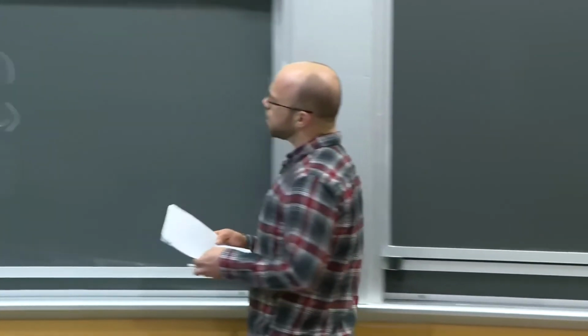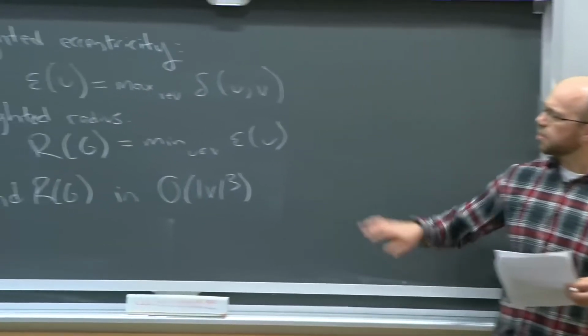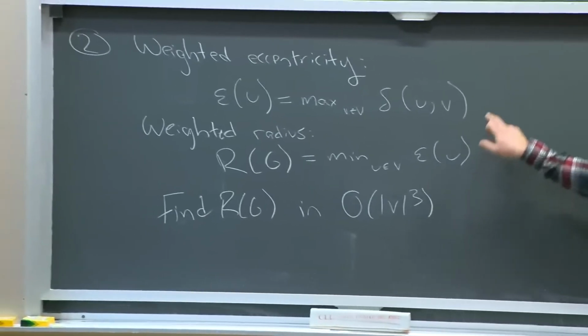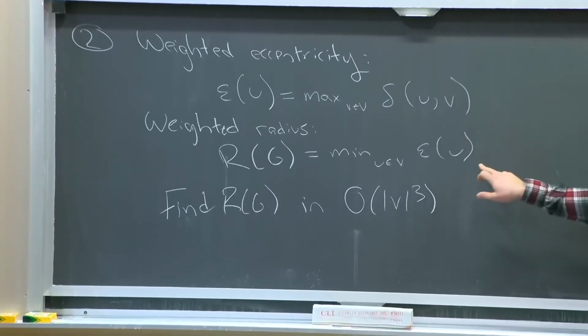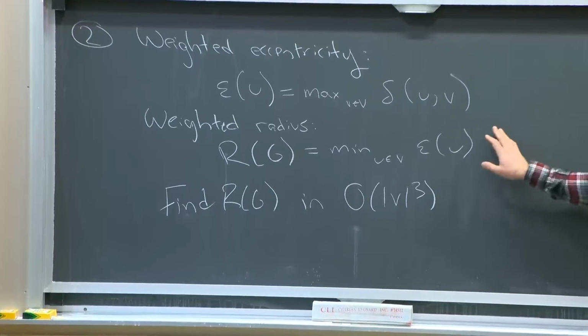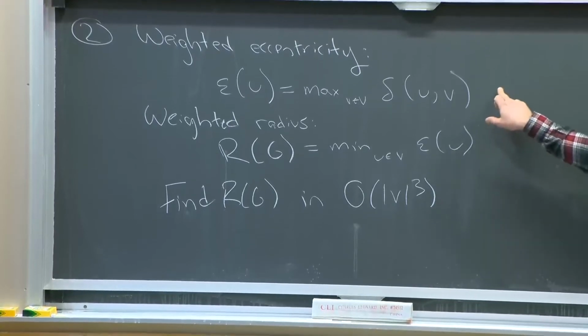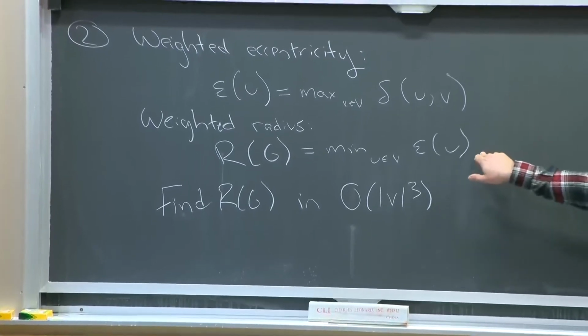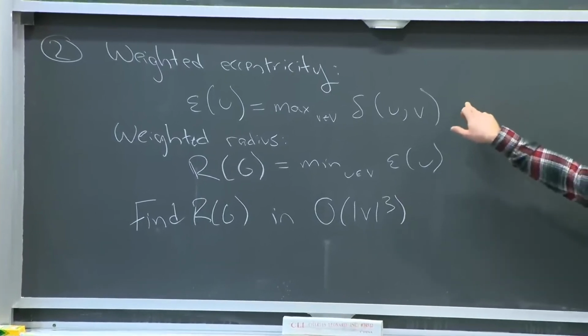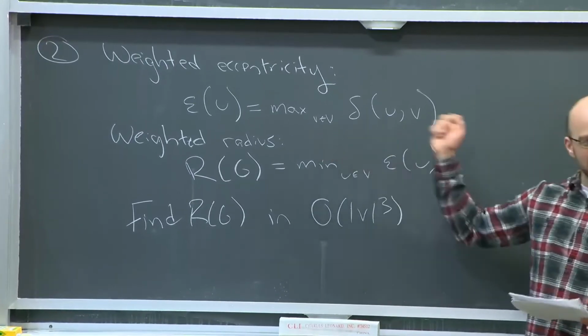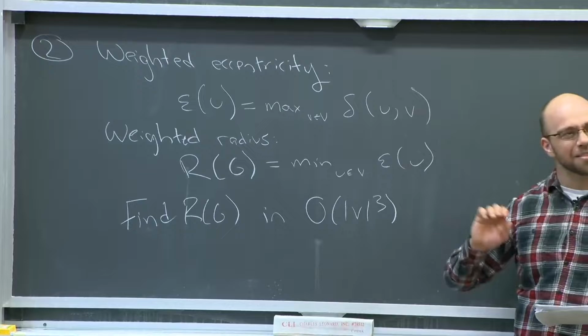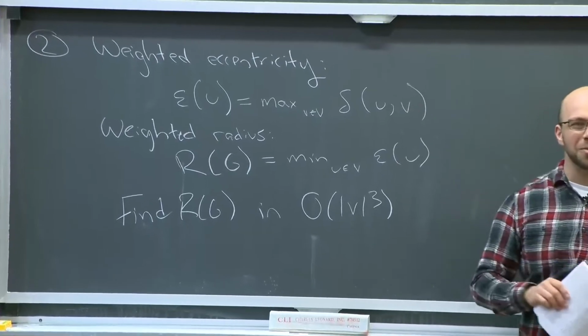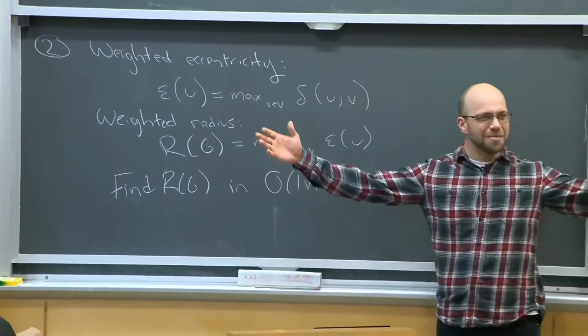So what are the ingredients that we need to compute the radius? Well, the radius is the minimum eccentricity. So the simplest thing to do would be to compute the eccentricity for every vertex and take the smallest. How do I compute the eccentricity for every vertex? Well, I have to have the max distance away from that vertex. So a simple thing to do would be to compute distances between all the possible vertices.